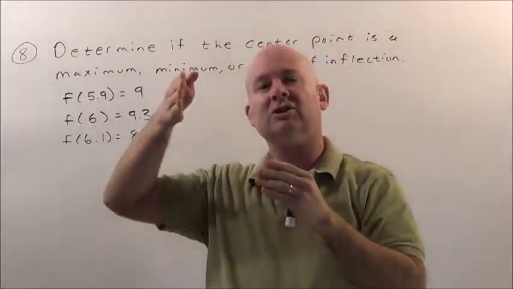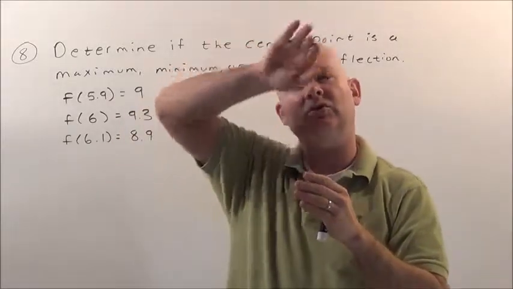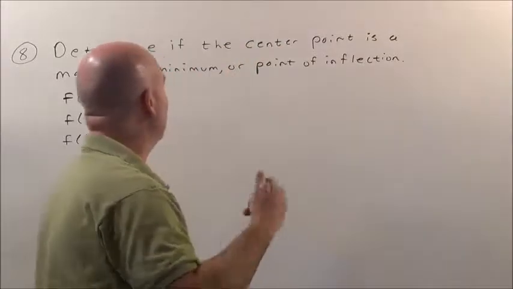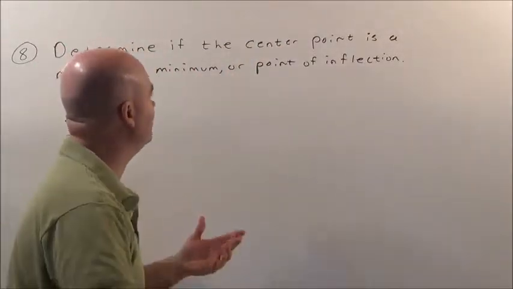A point of inflection is where the graph sort of turns from going inwards to going outwards. Okay, that's sort of what our point of inflection is. So we've got to decide what this is.